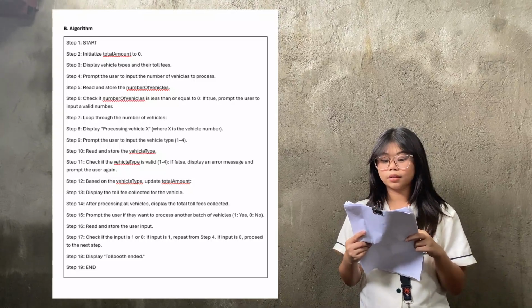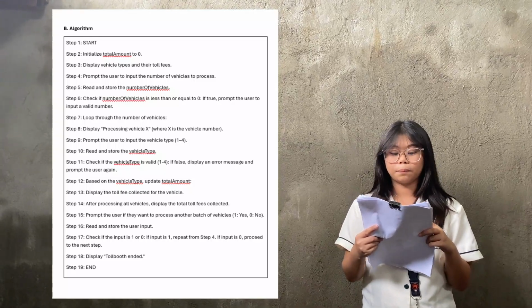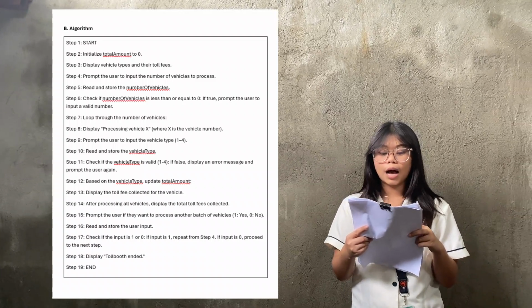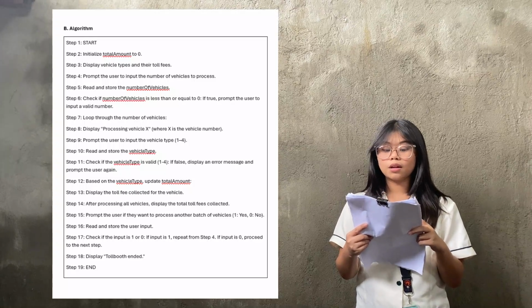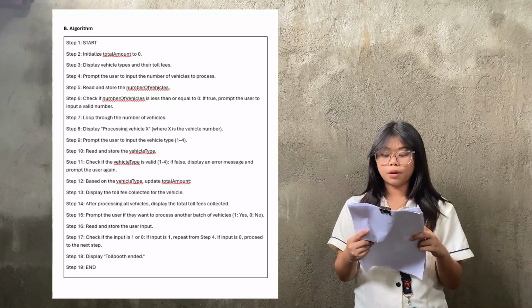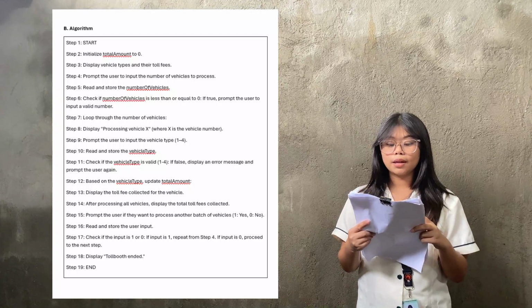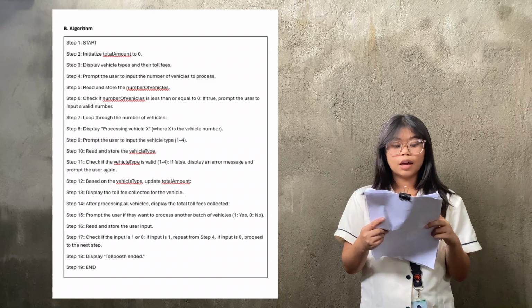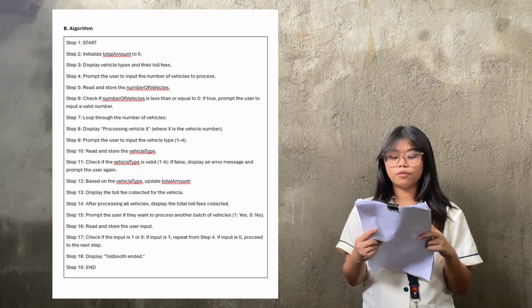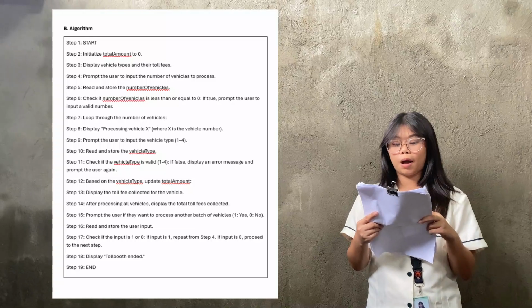Step 10. Read and store the vehicle type. The system reads and stores the user's input for the vehicle type. Step 11. Check if the vehicle type is valid, from 1 to 4. The algorithm checks if the entered vehicle type is valid within the range of 1 to 4. If the input is invalid, the user is prompted to enter a correct vehicle type. Step 12. Based on the vehicle type, update the total amount. The algorithm adds the appropriate toll fee for the vehicle type to the total amount. For example, if vehicle type is 1, add 50 to the total amount.